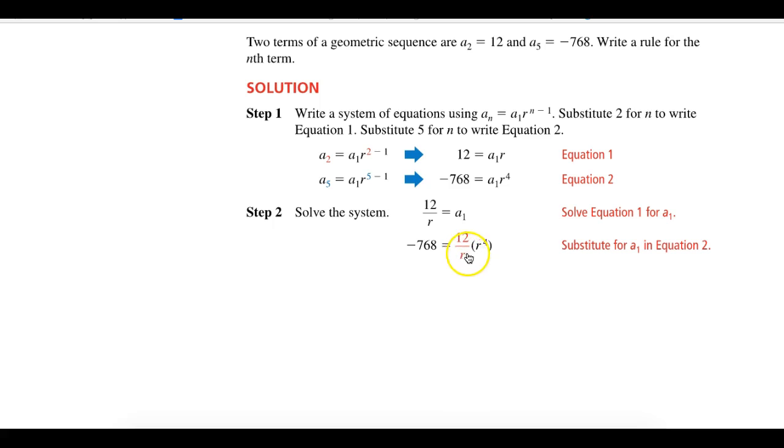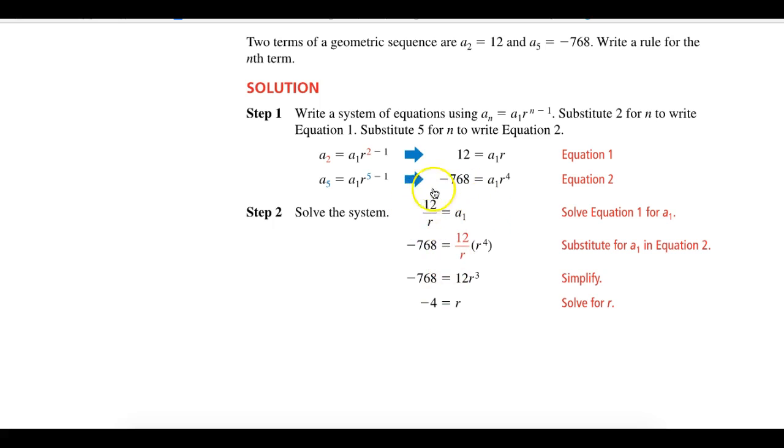Now you're going to see these R's cancel out right here, so we're going to get R cubed. So we get 12R cubed equals negative 768. Let's work through this. We divide both sides by 12, take the cube root of that, and we get R equals negative 4. Fantastic. At this point, I'm not going to work out each step because you know how to solve an equation with exponents. You just divide both sides by 12, you get negative 64, take the cube root, and you get negative 4. Now we know our R value.